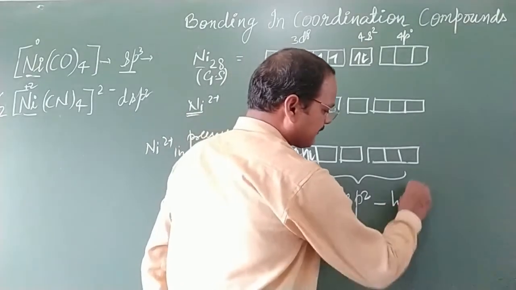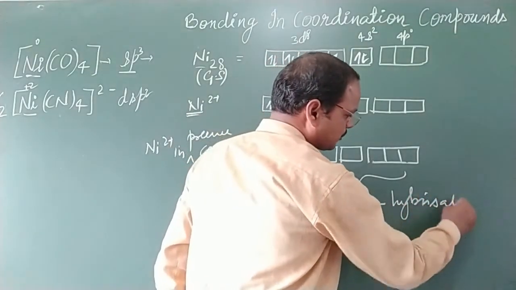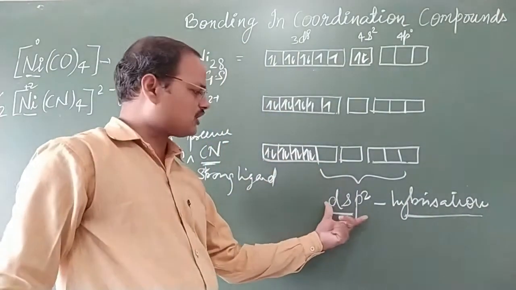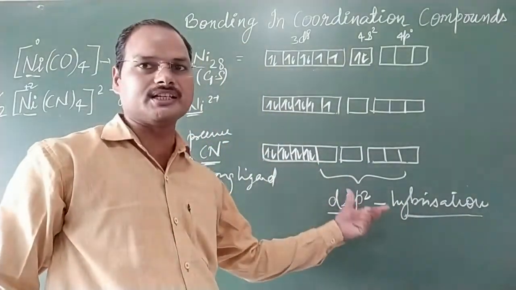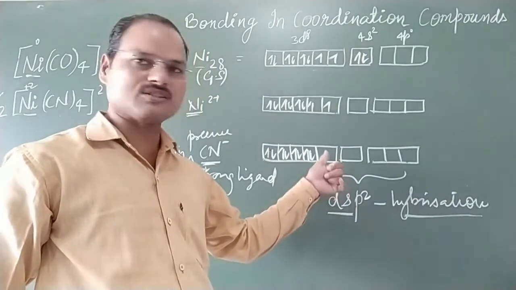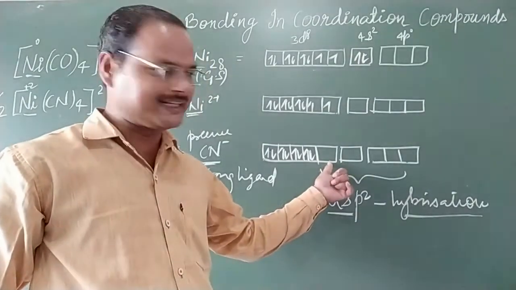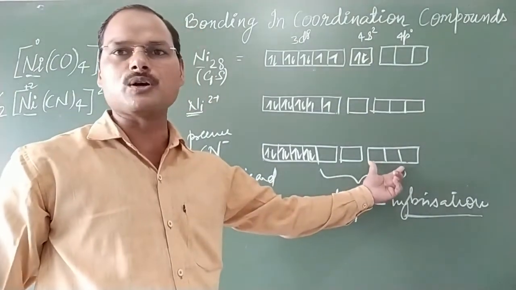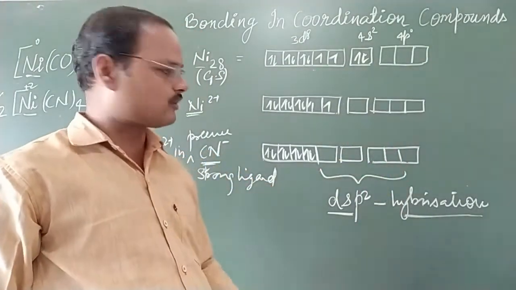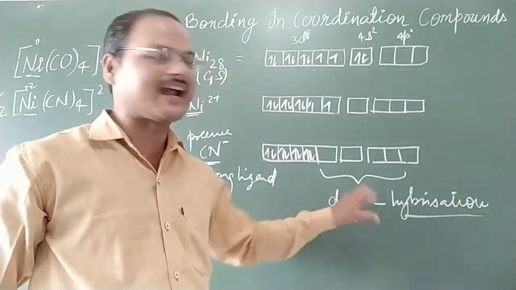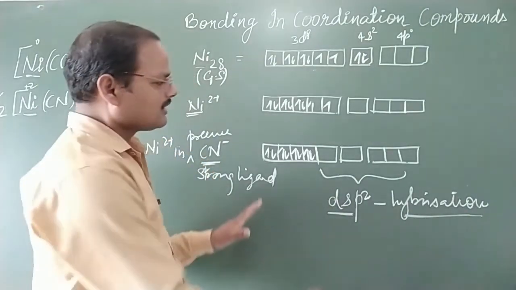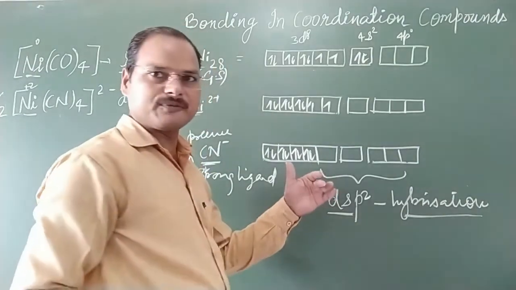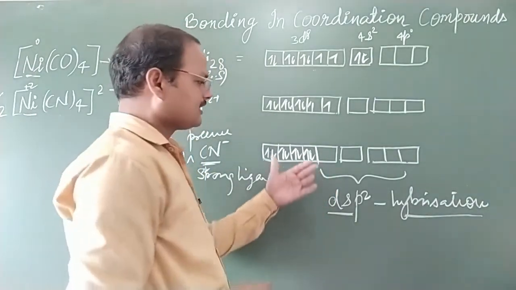dsp2 hybridization. I hope you are getting how to show formation of dsp2 hybridization. We require empty orbitals: one orbital from 3d, one from 4s and two orbitals from 4p are required to show this type of hybridization. Now, after this process, there is a formation of four equal orbitals.